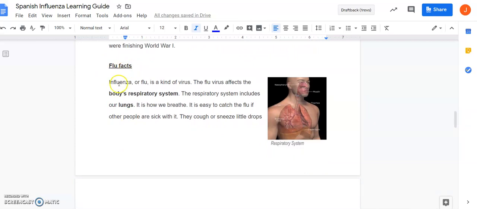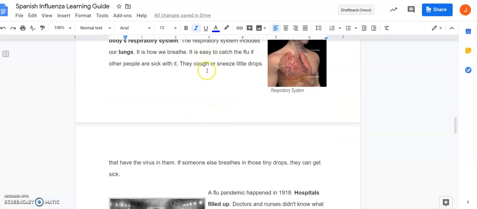Flu facts. Influenza or flu is a kind of virus. The flu virus affects the body's respiratory system. The respiratory system includes our lungs. It is how we breathe. It is easy to catch the flu if other people are sick with it. They cough, meaning it comes out of their mouth, or sneeze, it comes out of their nose, like achoo! So they cough or sneeze little drops that have the virus in them. If someone else breathes in those tiny drops, they can get sick.